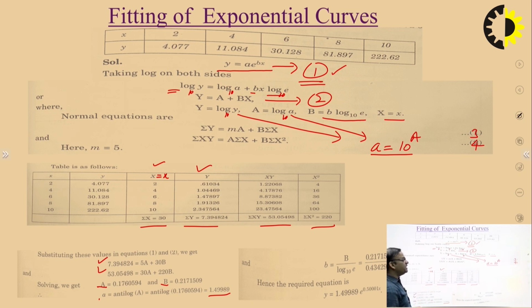In the case of b, b can be written as capital B upon log e to the base 10, and then these are the values. After calculating, we get the value of small b as 0.50001. Now substitute the values of small a and small b in equation number 1, and after substituting these values, we get the required exponential curve. So this is the answer.